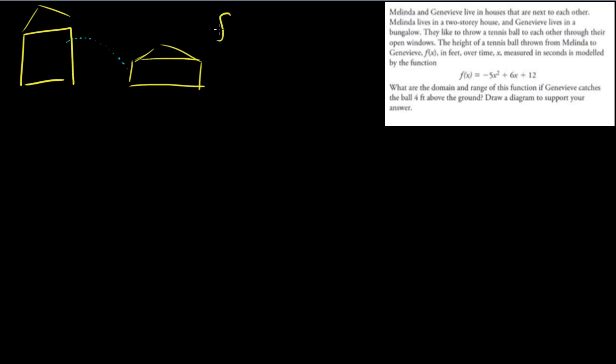The height of the tennis ball thrown from Melinda to Genevieve is measured in feet, and over time x, measured in seconds, we have a function here. So here's a quick picture: a two-story house here, it's a great house, and a one-story house over here. It's a great picture. Somebody is throwing a tennis ball from this one to this one, and that's what the picture looks like. That's sort of what our parabola is going to look like as well. We have our function listed for us.